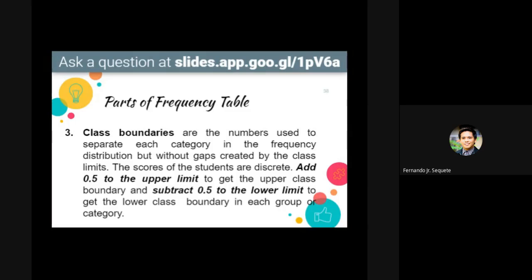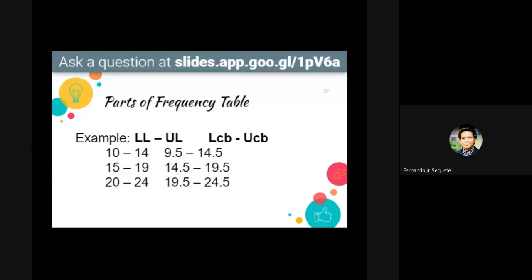So let's try this example. Please observe the example, children. Remember that we have what we call the class limit. The lower limit in the first category or first group is 10 to 14.